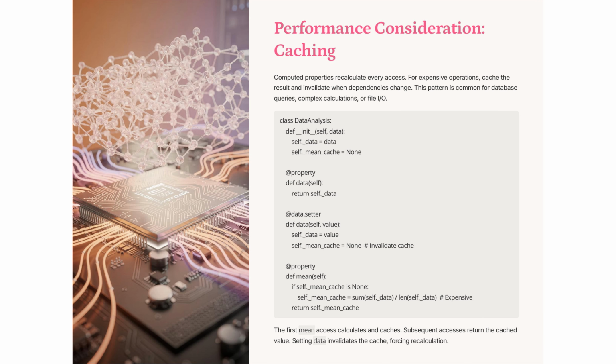Caching optimizes performance by storing results of expensive computations. In the data analysis class, the mean property calculates and caches the mean of data. If data changes, the cache is invalidated, ensuring accurate recalculations. This approach is efficient for operations like database queries or complex calculations, minimizing redundant processing.